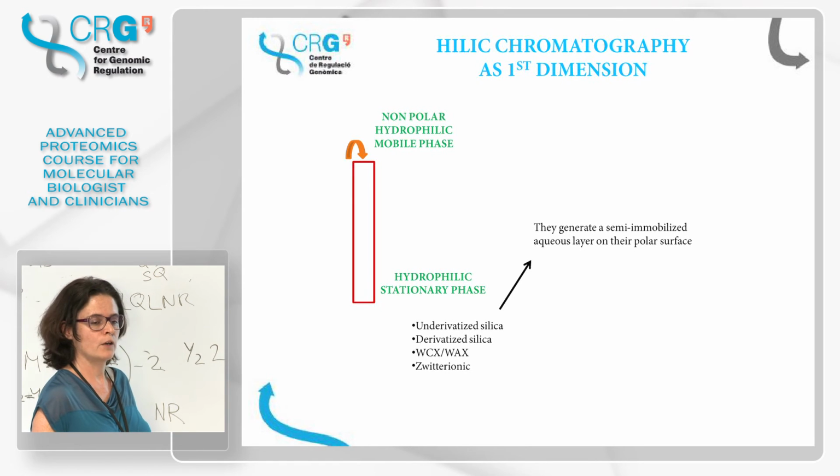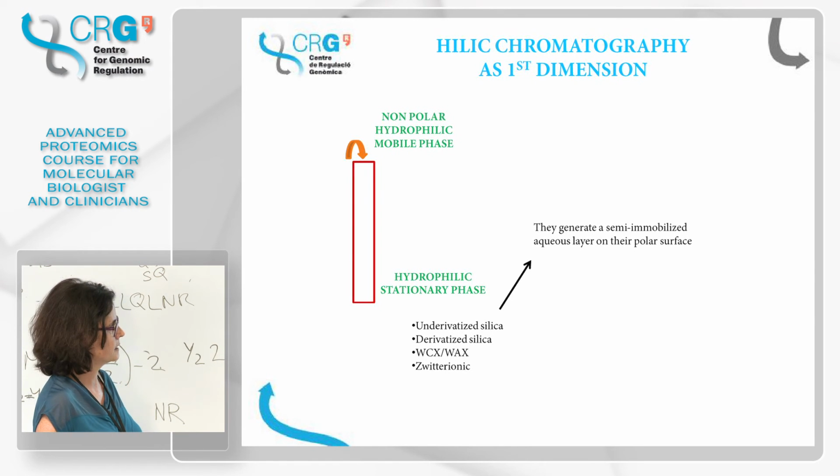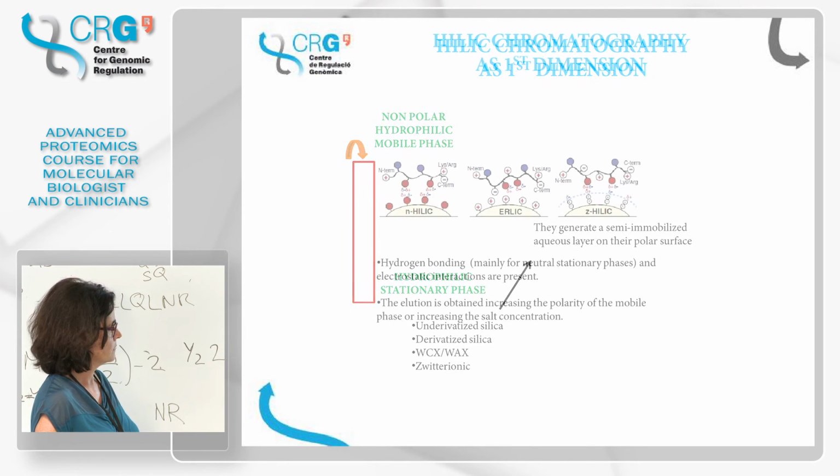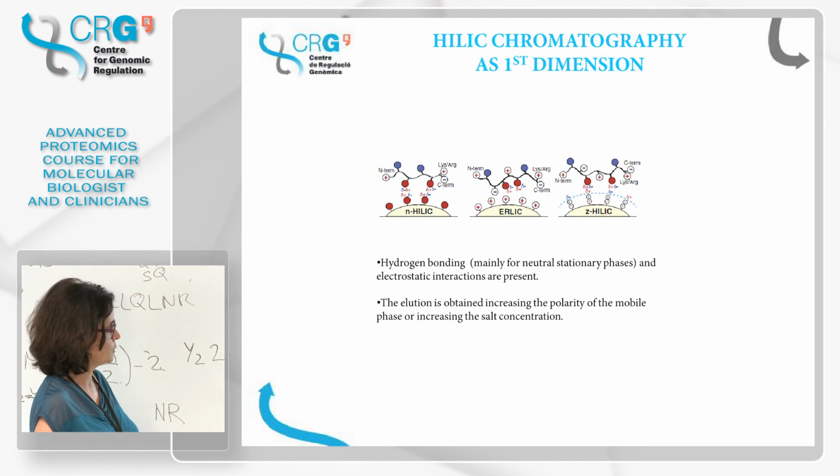Another popular chromatography used as a first step in separation is HILIC chromatography, which is completely opposite to reverse phase. So in this case, the stationary phase is hydrophilic, and the mobile phase is hydrophobic. There are different types of HILIC chromatography, which is mainly based on hydrogen bonding and also electrostatic interactions.